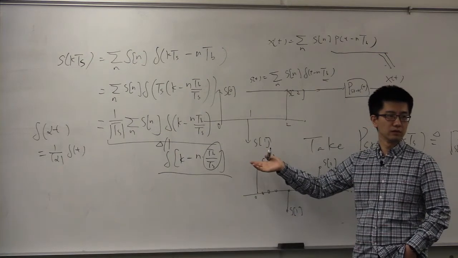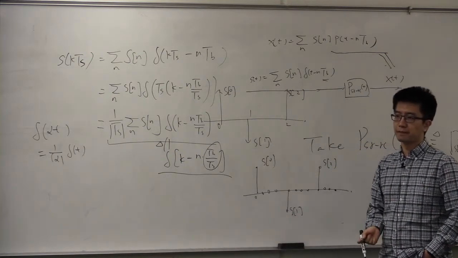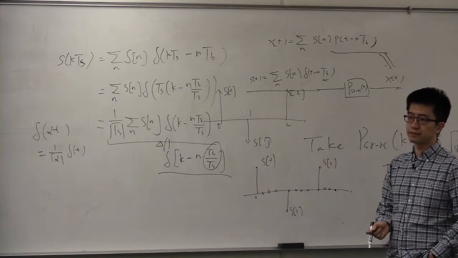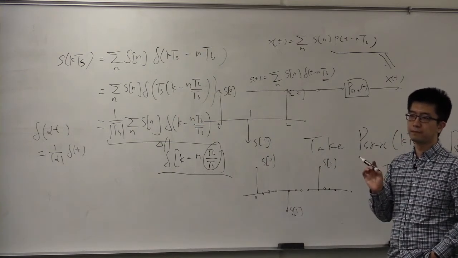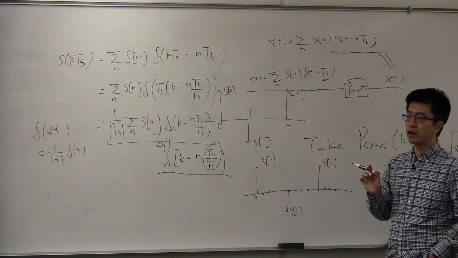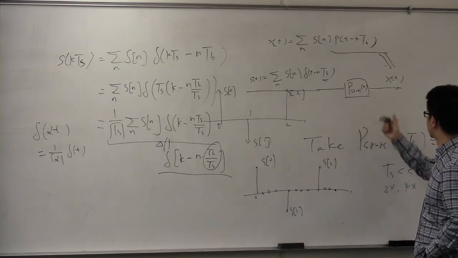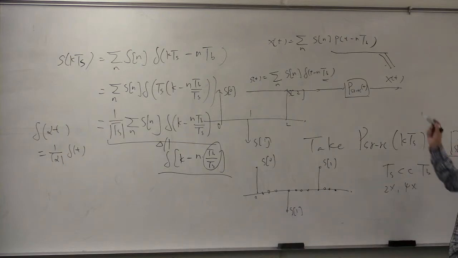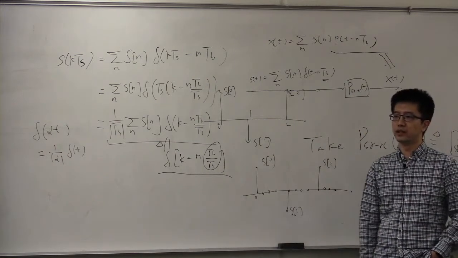Or no? It makes sense. But why are we sampling S? I thought the whole point was to sample a filter. Oh, because we want to make the filter like this, right? Digital filter. I mean, the input has to be digital. Has to be discrete time.